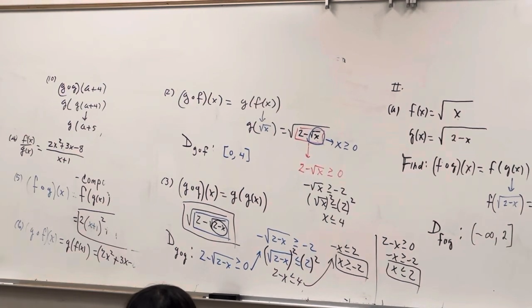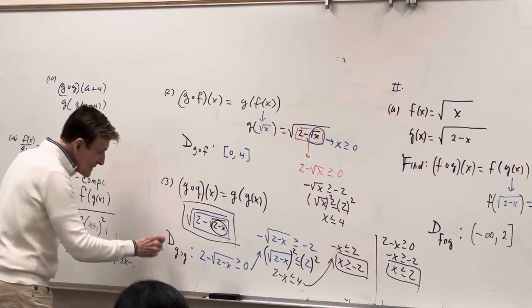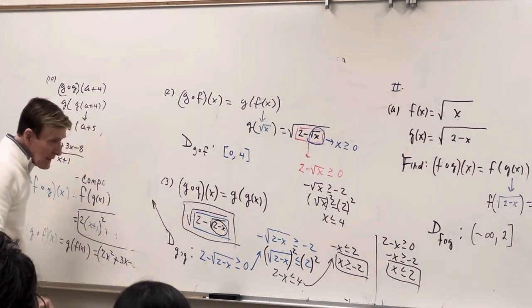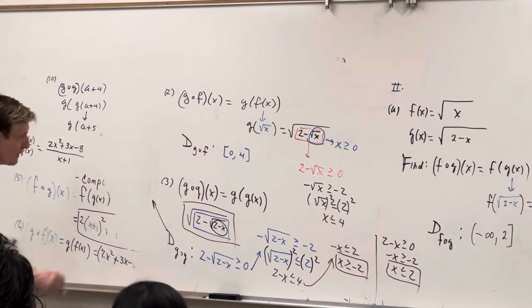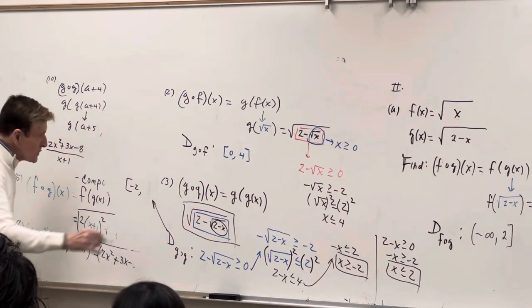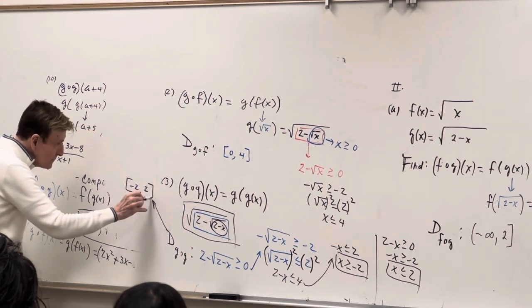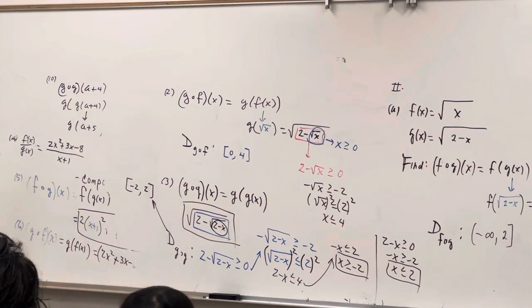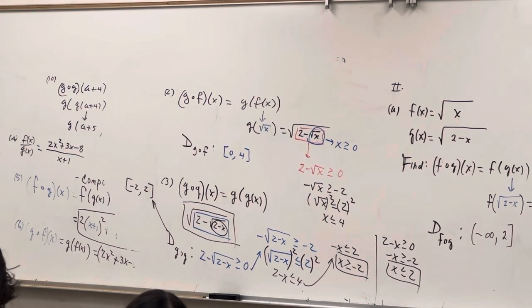Now, what's my complete domain putting both together for this composite? The domain is what? Bracket negative 2, up to 2, bracket. Wow, wow, wow. This scares me. It's not the composite that scares me, it's that domain that scares me.